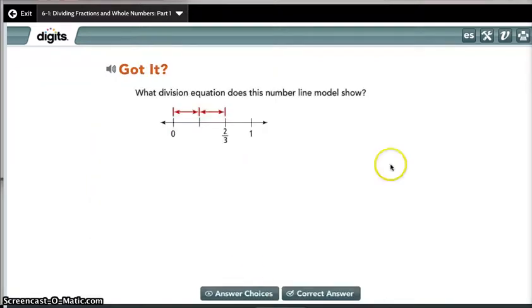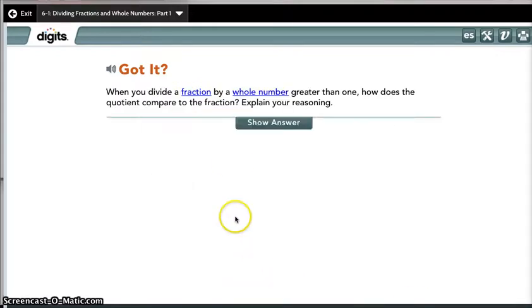Let's go ahead and try your first got it in your student companion book. So which division equation, division, not multiplication, does this number line show? Look at 2/3 and you're breaking it into 2 parts. So what could you say for this? Hopefully you were able to say it's 2/3 divided by 2 equals 1/3. You're splitting this space of 2/3 into 2 equal parts. So 2/3 divided by 2.